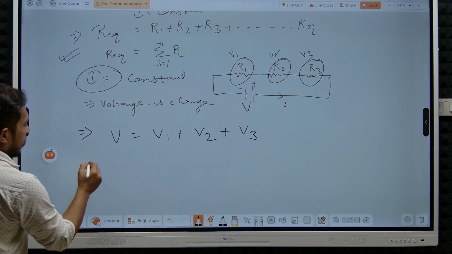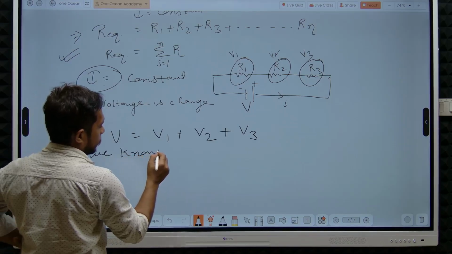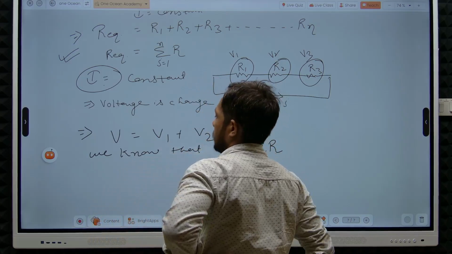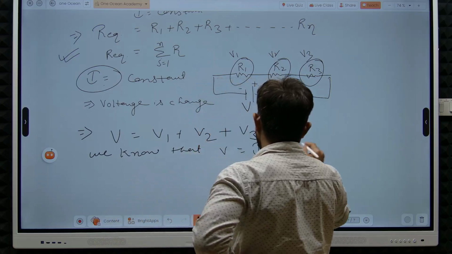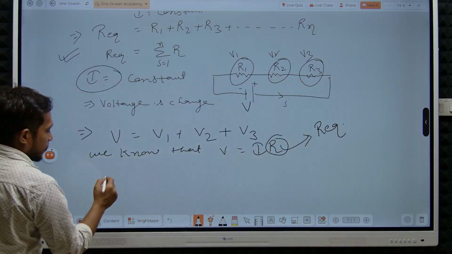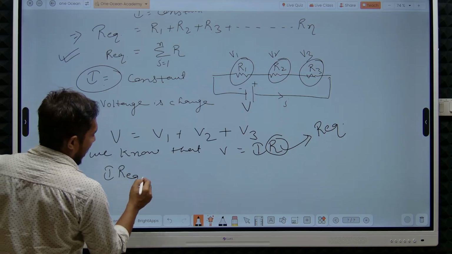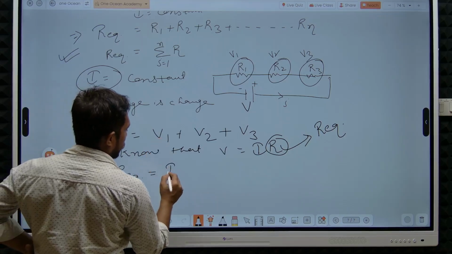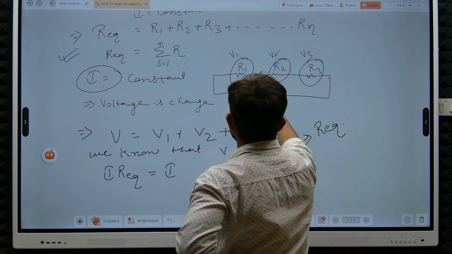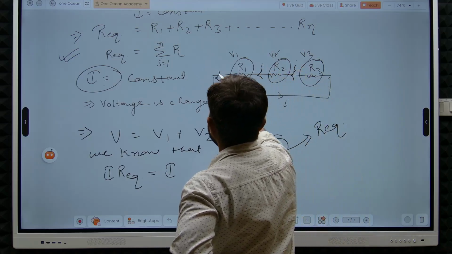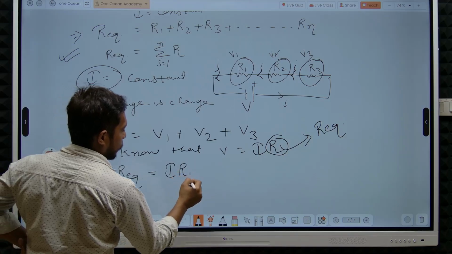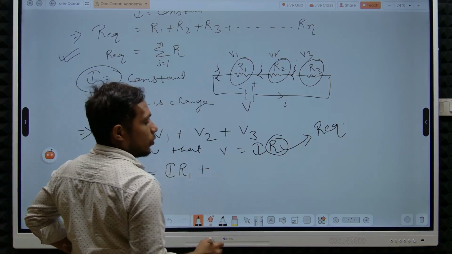Now, we know that V is equal to I into R. Let us interchange this R with R equivalent. So V is equal to I into R equivalent, which is equal to V1 plus V2 plus V3. I is passing through R1, so here I, here I, here I, everywhere I remains constant. So V1 becomes I into R1, plus V2, that is I into R2, and so on.